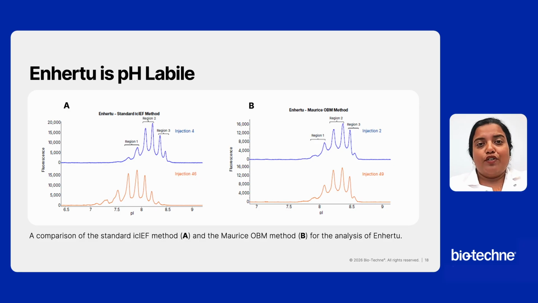In turn, each figure shows the charge profile of a sample resulting from the analysis over a batch of 49 injections. The later injections in the batch are prone to pH-induced degradation with the standard icIEF method, as shown in figure A, while they remain relatively stable when analyzed with the Maurice OBM method, as shown in figure B.